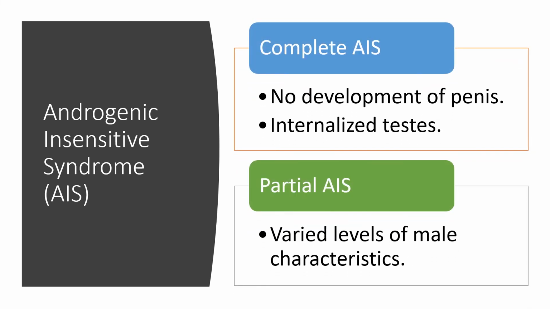In the complete type, the testes are undescended and the individual looks almost completely female. Because of their complete insensitivity to androgen, they might even appear more feminine than most females. In the partial type, the gonads might descend, and the genitalia might be like a vagina, a penis, or it might be ambiguous.